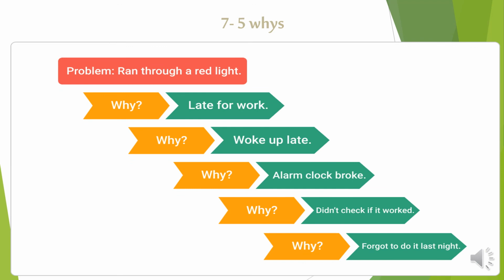This is an example of the 5 whys. The problem is running through a red light. Someone just crossed the light while it was red. So I will ask the first why. Why did you cross the red light? Because I was late for work. Why? Because I woke up late. Why? Because the alarm clock broke. It did not work. Why? I did not check if it was working or not before I went to sleep. Why? I forgot to do it last night.